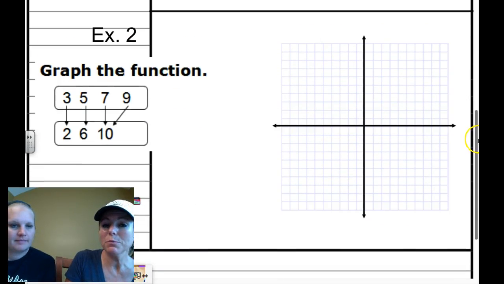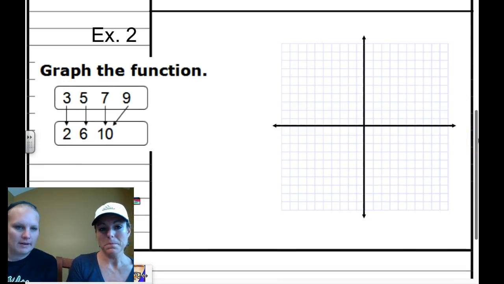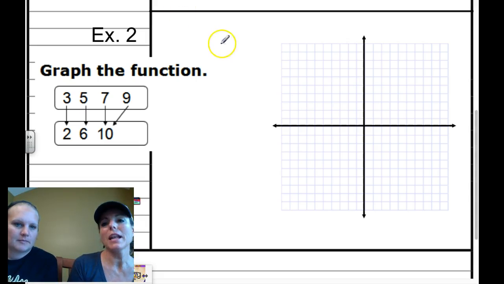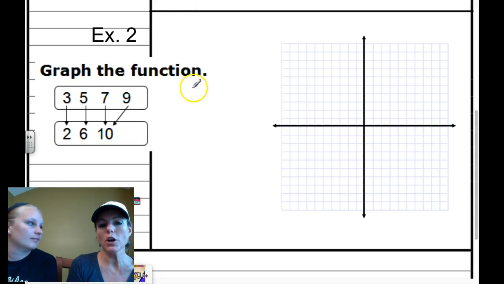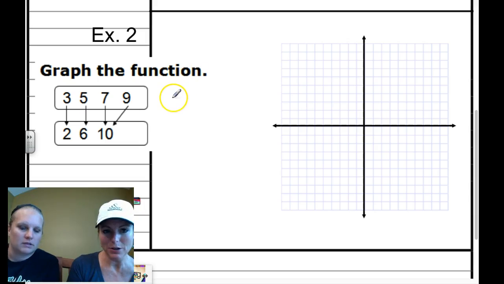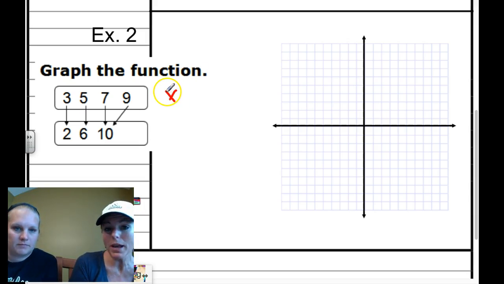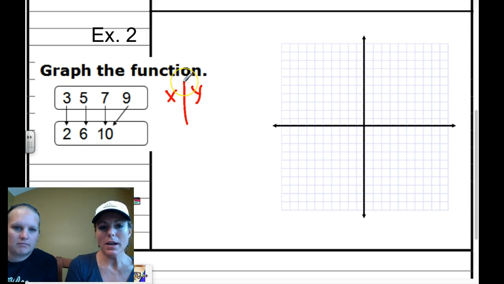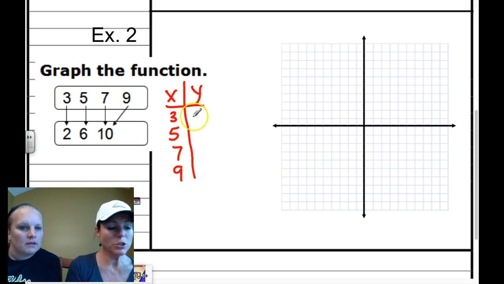Now we're going to do an example where we have a discrete function. Notice we're not given an actual rule with an x value. We're doing a mapping here. So let's just create our points right away. We have an x and y. The 3, 5, 7, 9 are the x's. It's showing that 3 is mapped to 2.